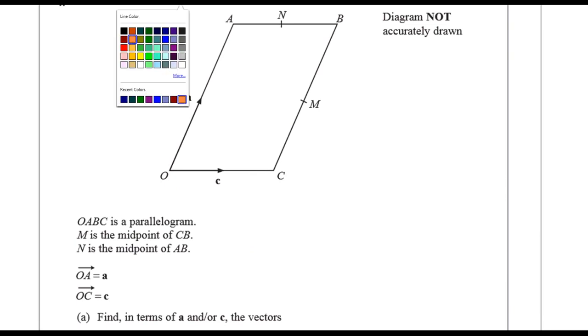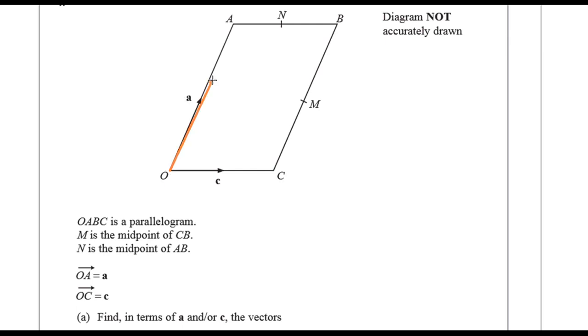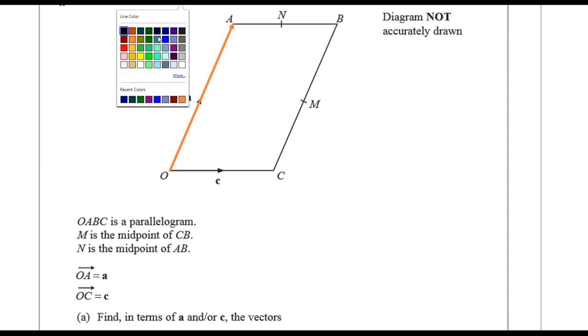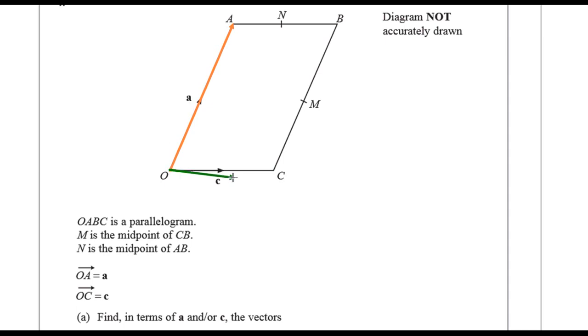Okay, let's have an orange arrow this time. So O to A is A, the vector A. We can do it all off the diagram if we really want. O to C is the vector C. So let's put that one on. OABC is a parallelogram, we can see that. M is the midpoint of CB, okay, that's in the middle of these two. N is the midpoint of AB, that's in the middle of these two.